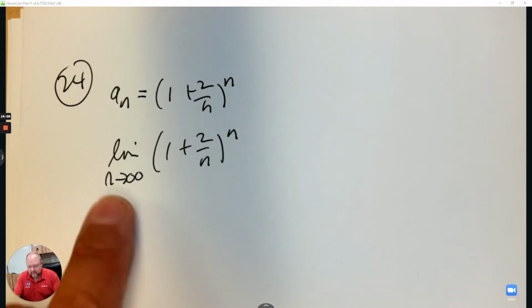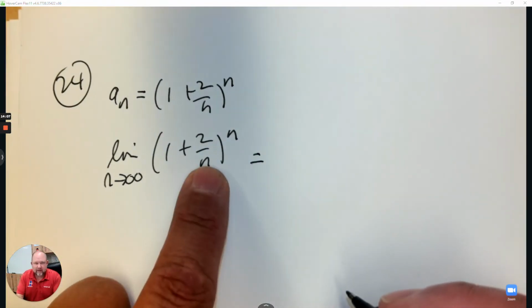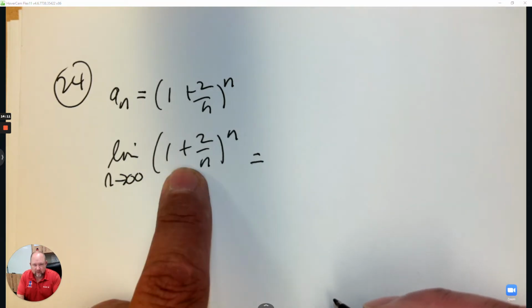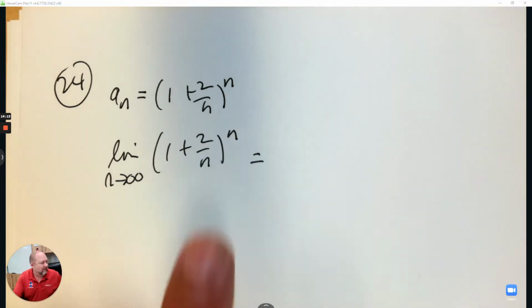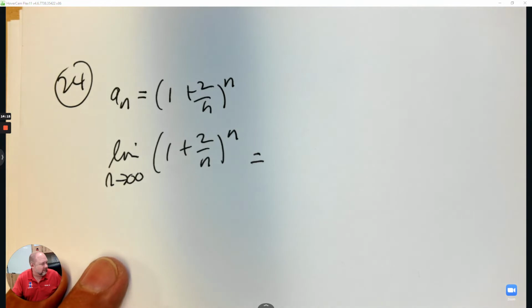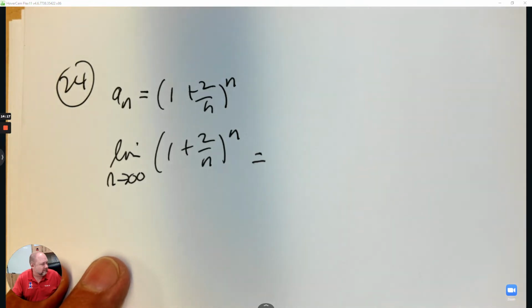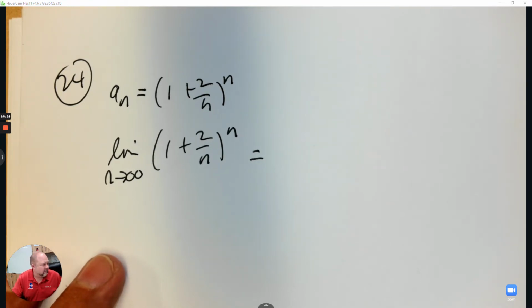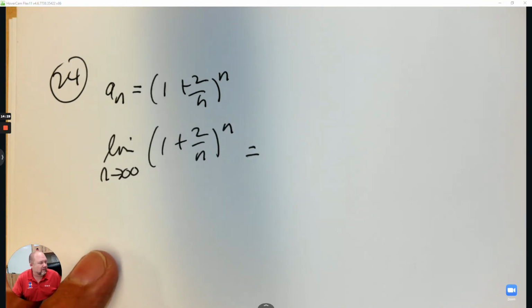But for a sequence, what happens when the bottom is more powerful than the top? This is 0, and then 1 plus 0 is 1, and then it's 1 to infinity, which I think is just going to be 1. Am I missing an n? Oh, well, we're going to do this as a logarithm. Well, there you go.